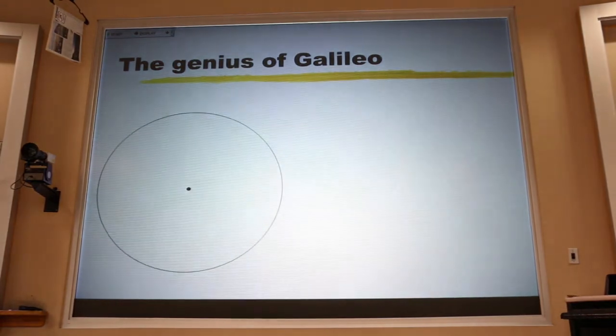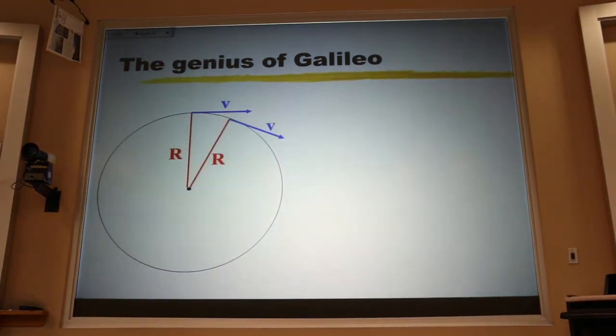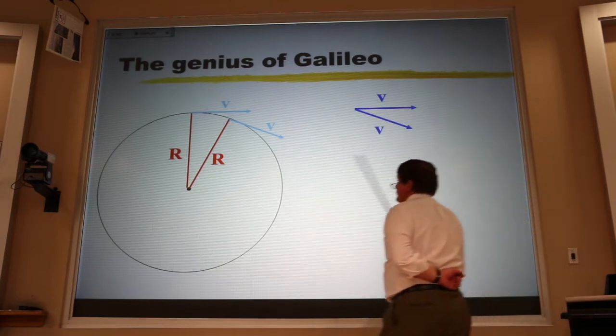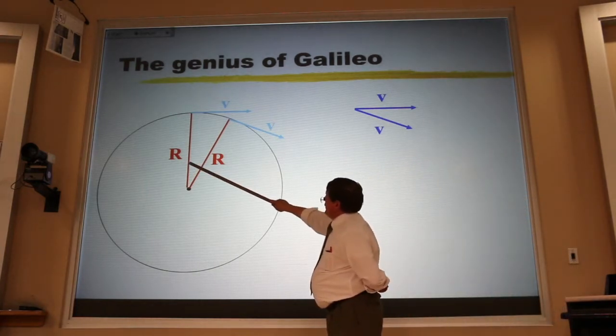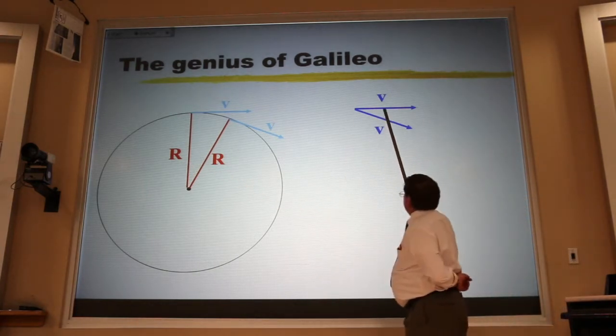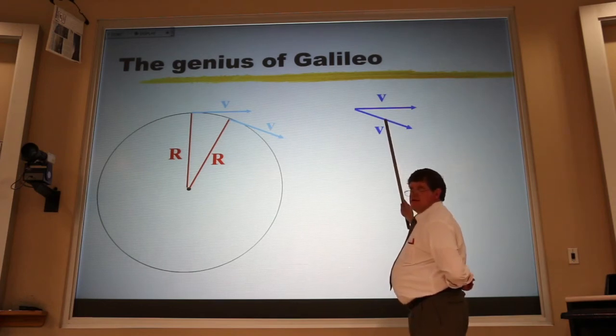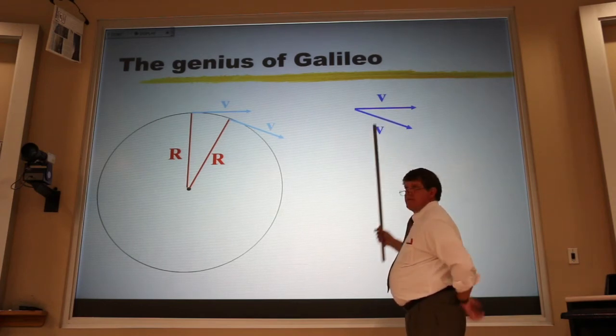He said if you're going around in a circle, your velocity vector changes. It doesn't change length, but it changes direction. It was that change in direction he was looking for. So he took the initial velocity and the final velocity and put them tail to tail. Now, he recognized that this angle here has to be the same as that angle there. Can you see why that is?